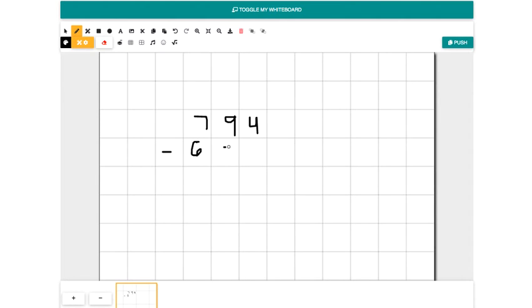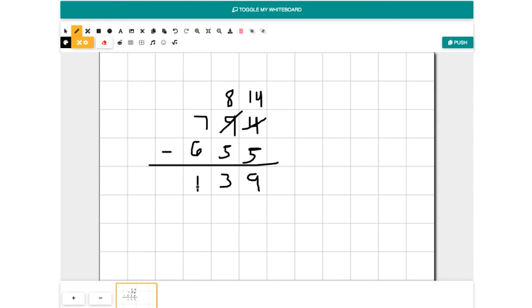So 794 minus 655. So I start in my ones place, 4 minus 5. I can't do it, so I have to borrow from next door. So my nine changes to an eight. 10 plus 4 is 14. So 14 minus 5. If you need to, you can draw your tally marks. 14 minus 5 is 9. So 8 minus 5 is 3. 7 minus 6 is 1.